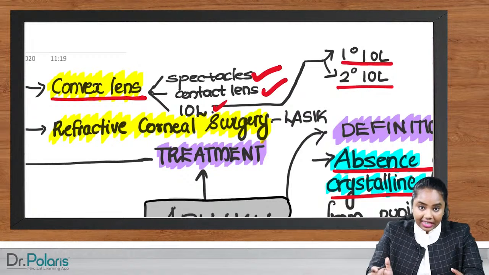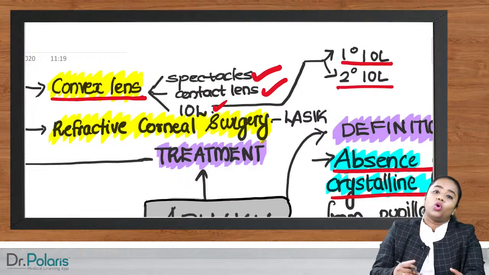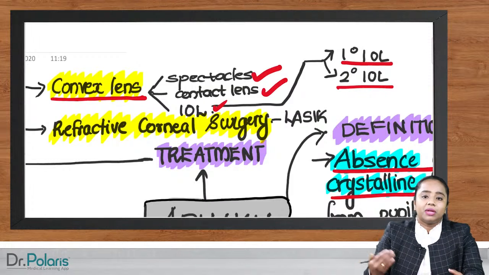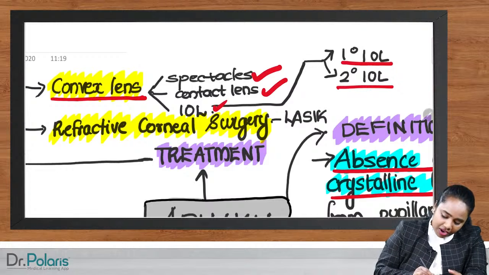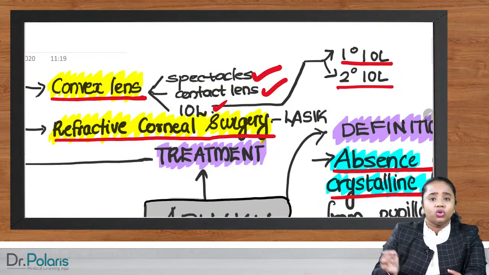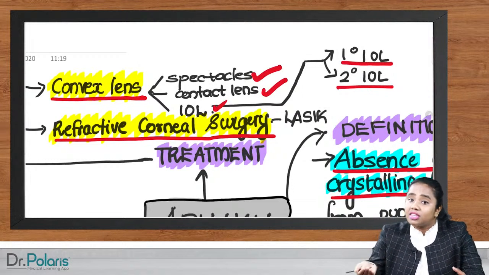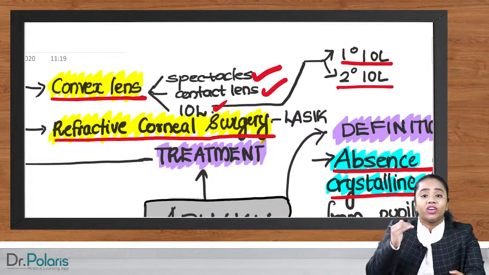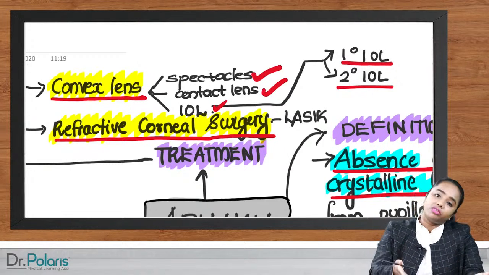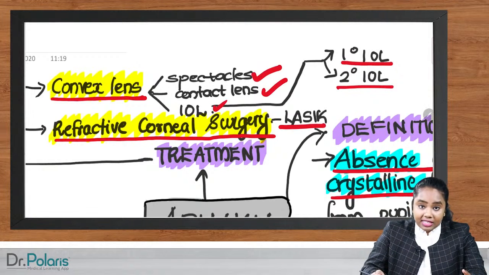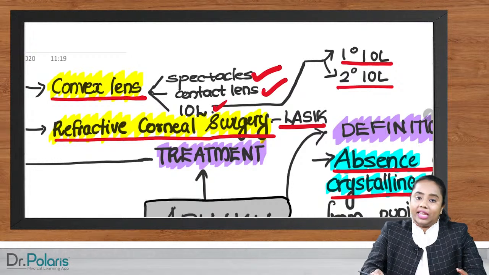So, convex lens is ideally given, as spectacles, contact lenses or intraocular lens implantation. Now, what are the surgical methods? Again, intraocular lens implantation comes under surgical methods, but the proper surgical method for correction of aphakia is a refractive corneal surgery. You have to correct the refractive error by doing a surgery in the cornea of the patient. When you do it in the cornea, you call it refractive corneal surgery. Most of the time it is LASIK, laser assisted in situ keratomileusis.